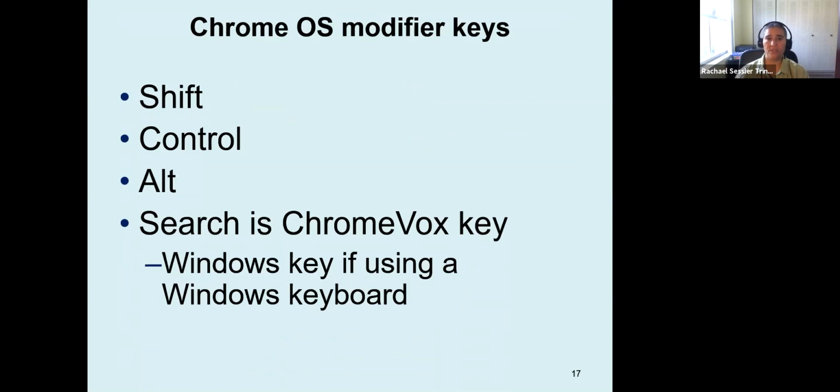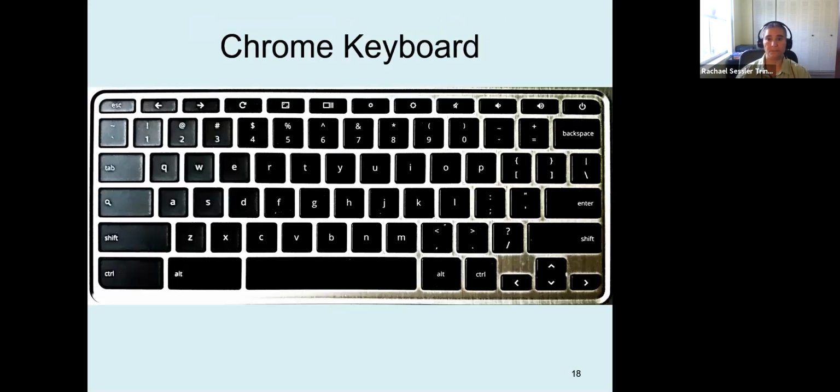So if we're using ChromeVox, your search key, which is just where your caps lock key would be, becomes the ChromeVox key. So it would be used just like caps lock or insert would be with these other screen readers on Windows. If I was using a Windows keyboard connected to a Chrome, or if I'm remoted into a Chromebook with my computer, which is Windows, then my Windows key becomes that search key.